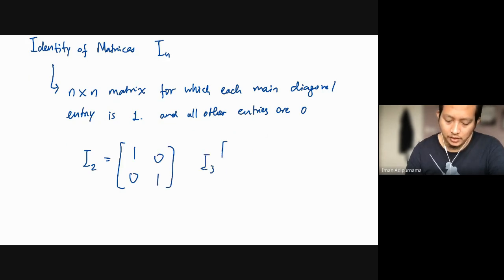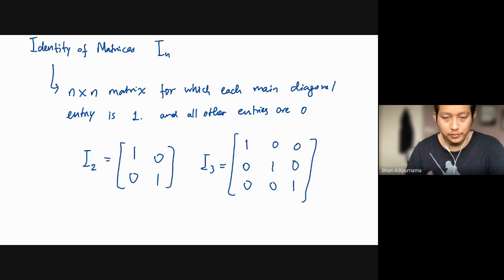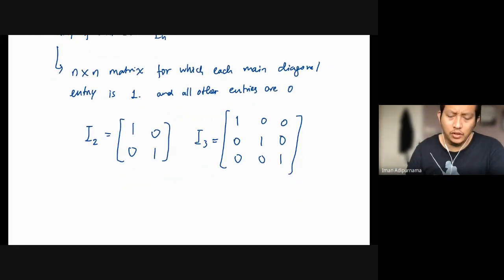And we have 3 by 3, and you have 4, 5, 6. It will have one on the diagonal and the other part will be 0. And why do we need to know this identity?